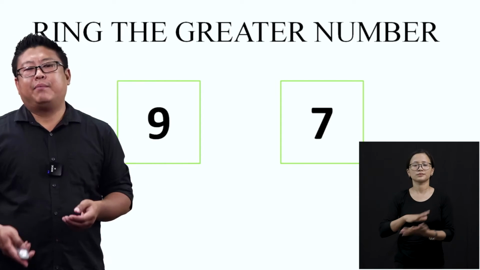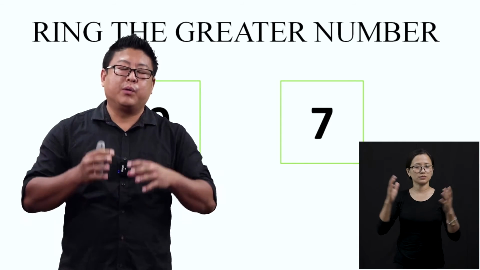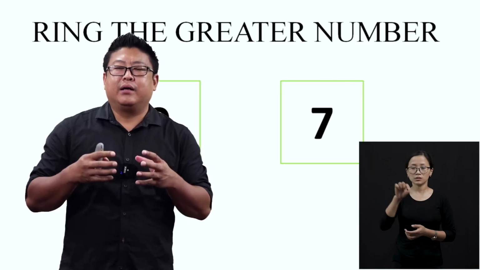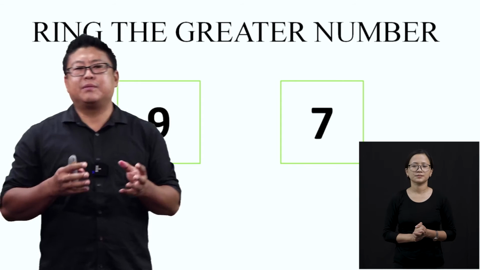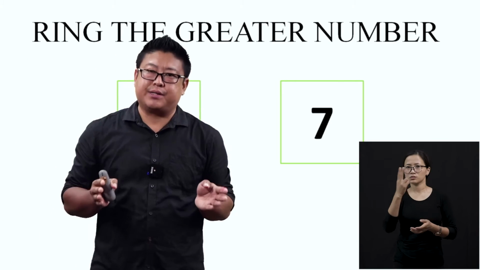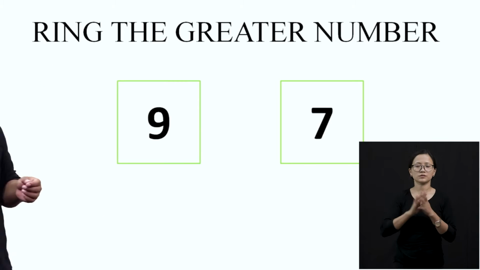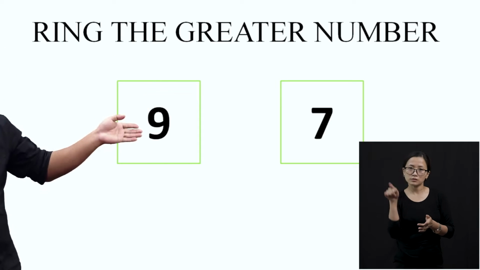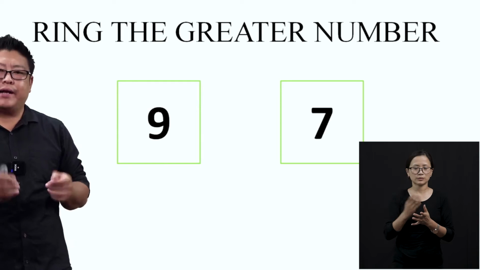We will be learning about the greater number and smaller number. We will learn how to identify the greater and smaller numbers by comparing two different numbers. Okay, so let's look at the first example that we have here. Ring the greater number. Ring the greater number means put a circle over the greater number.